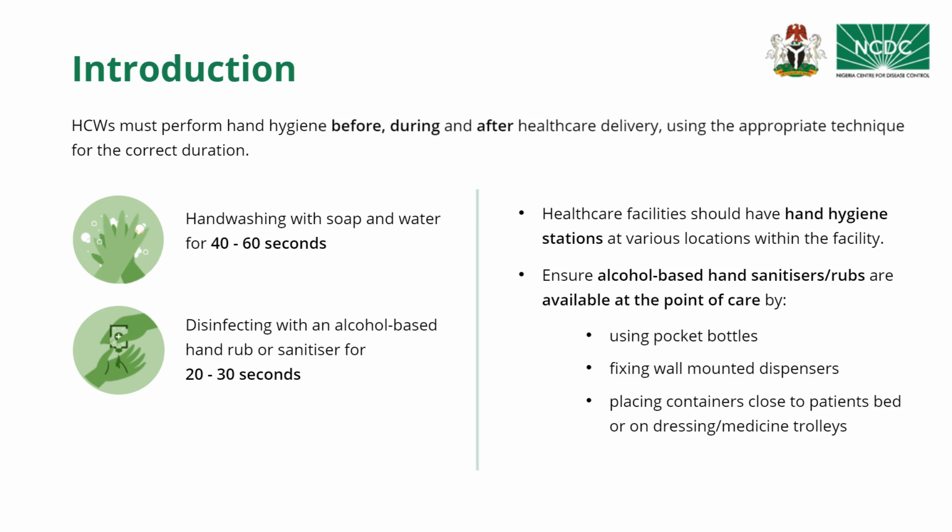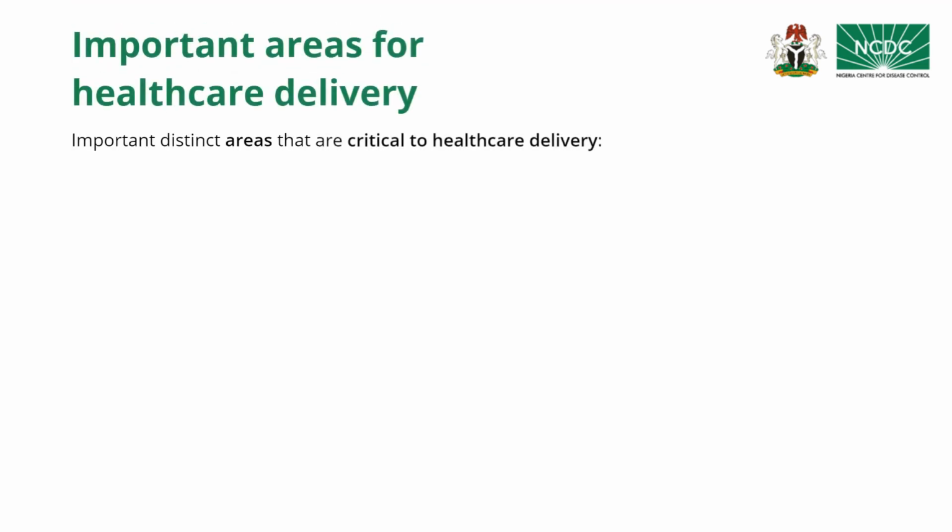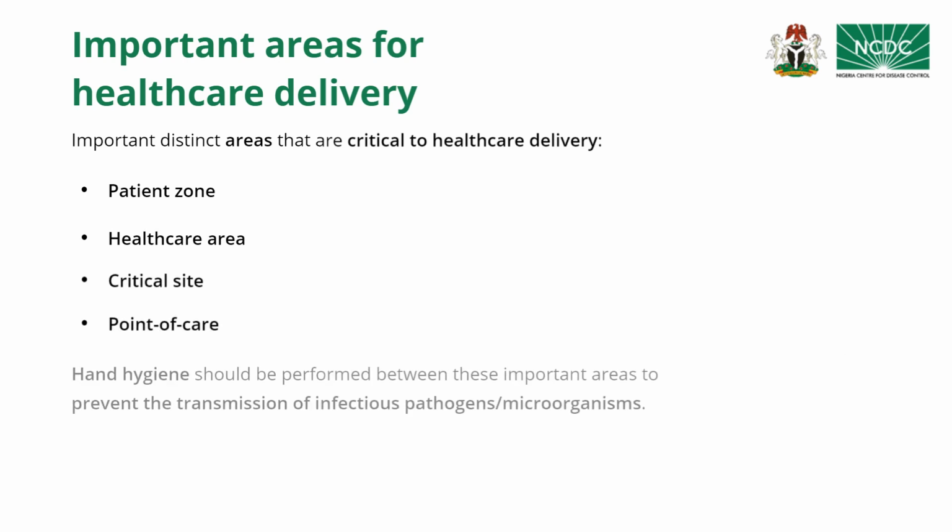point of care. There are important distinct areas that are critical to healthcare delivery. They include the patient zone, the healthcare area, critical sites, and the point of care. Hand hygiene should be performed between these important areas to prevent the transmission of infectious pathogens or microorganisms. These distinct areas will be discussed in more detail next.